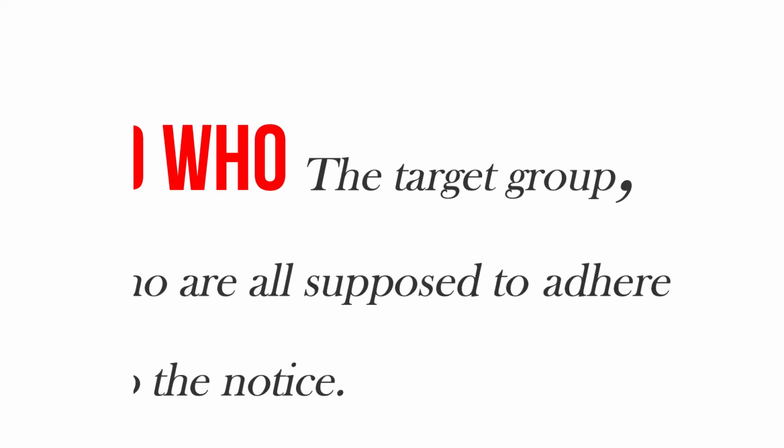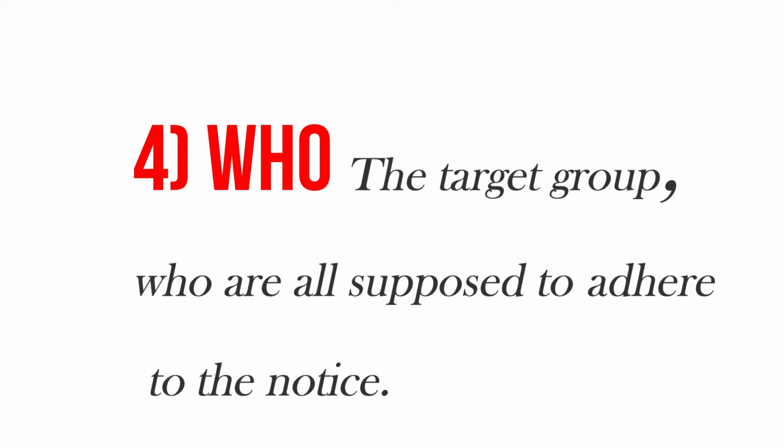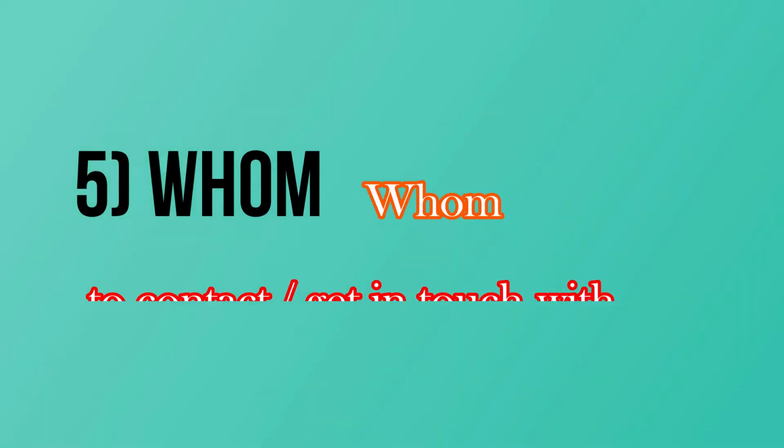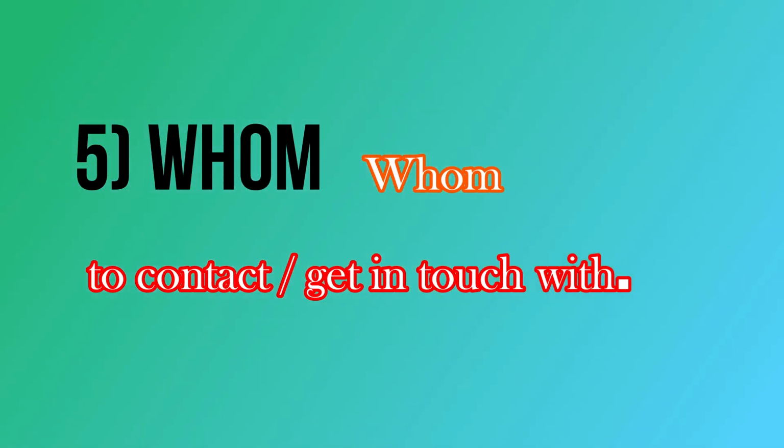The fourth W, who, the target group. Who are all supposed to adhere to the notice. That is what I mean, the notice is issued for whom? To whom are we really targeting the notice? The fifth point is whom. Whom to contact or to get in touch with. So that's about the 5 W's, about the format.